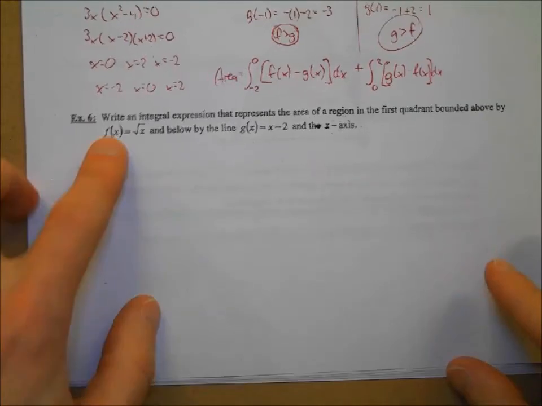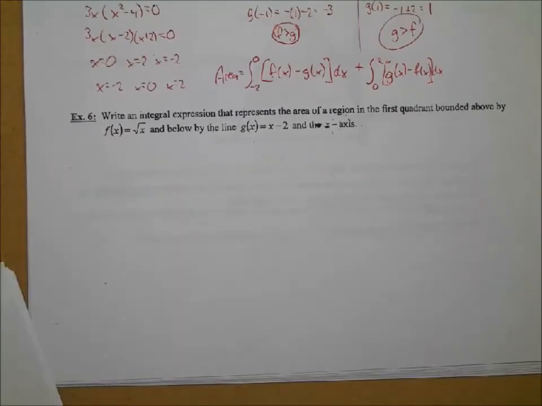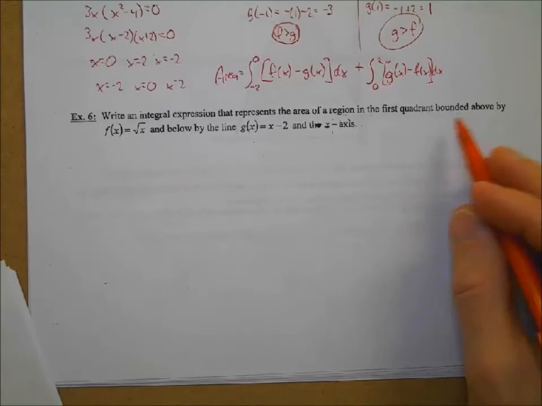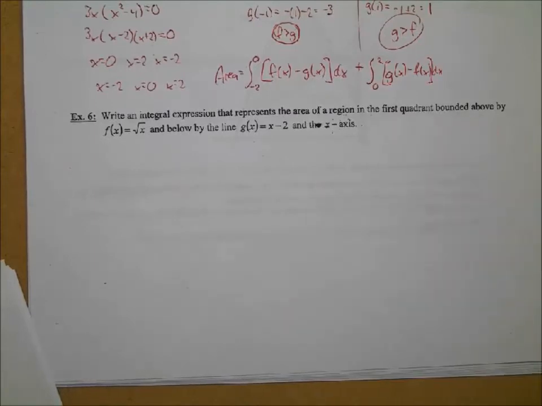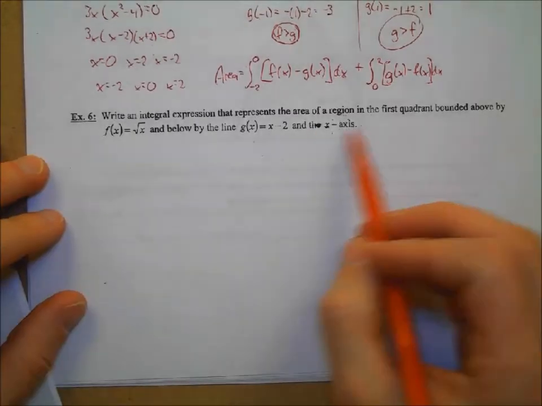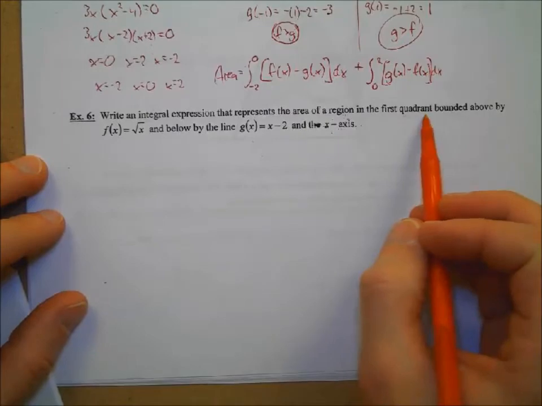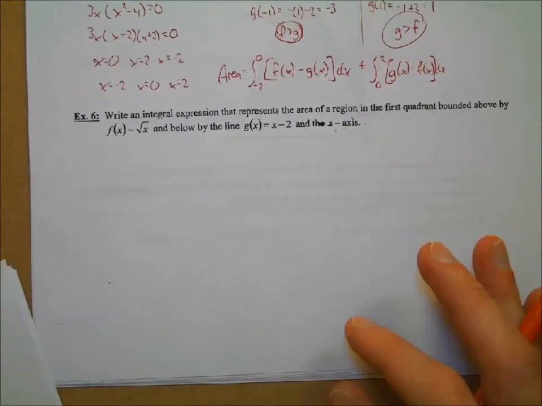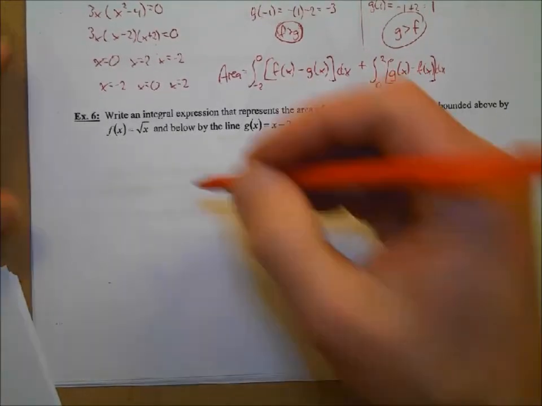Write an integral expression that represents the area of a region in the first quadrant, bounded above by f of x equals the square root of x, and below by the line g of x equals x minus 2, and the x-axis. Which is kind of redundant because it says a region in the first quadrant, so we don't necessarily need that, but anyway. So, let's sketch this out.